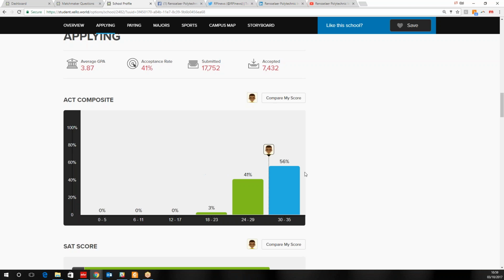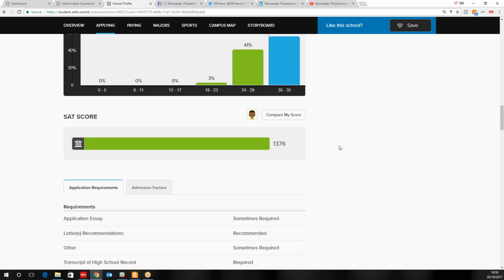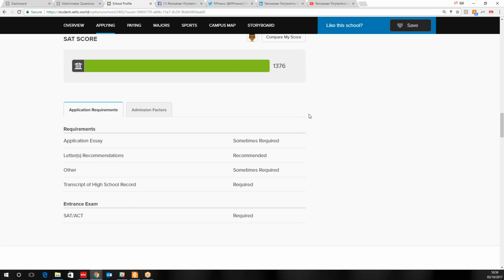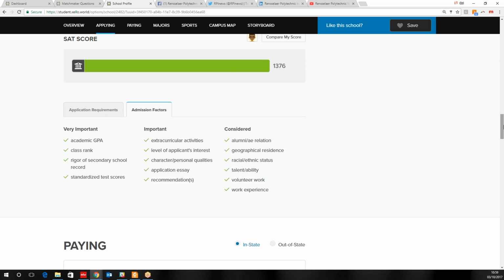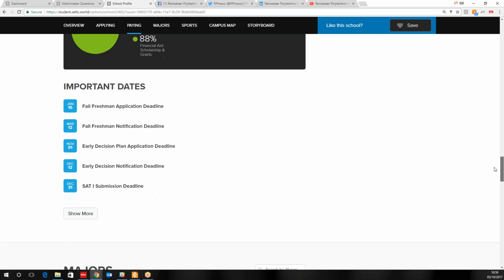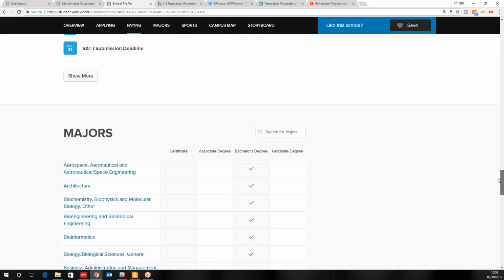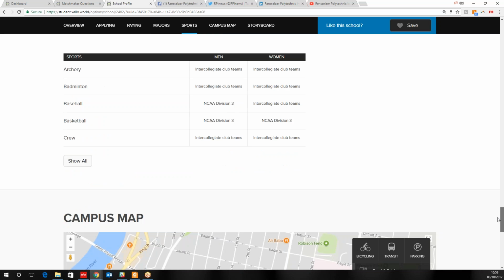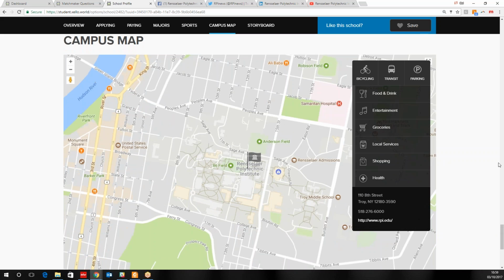There you go. Yeah, how likely I am to get in this school with an ACT or an SAT. And this is a bunch of information, but I'm going to scroll down because this is important.